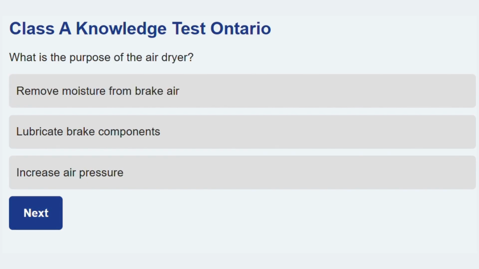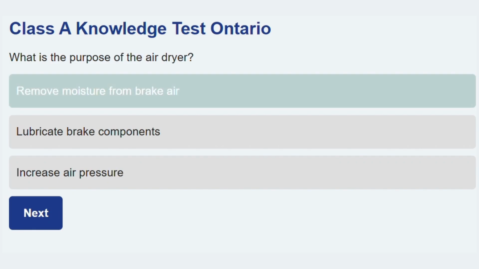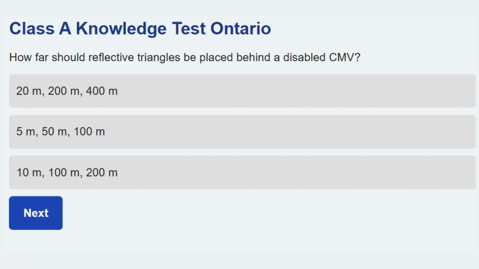Let's keep going. What is the purpose of the air dryer? Remove moisture from brake air. Protects valves and lines from ice and corrosion.